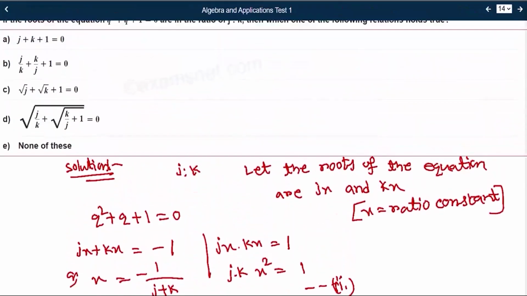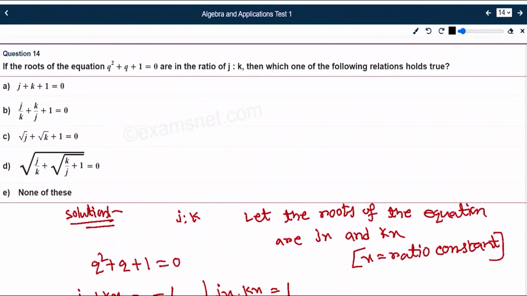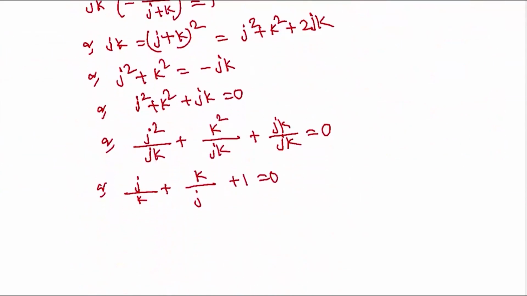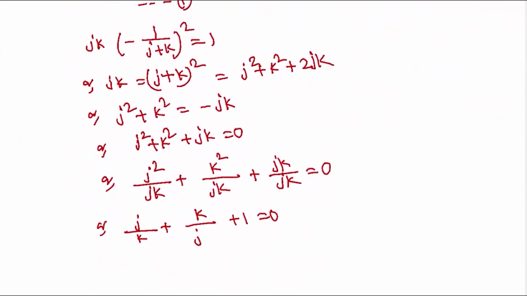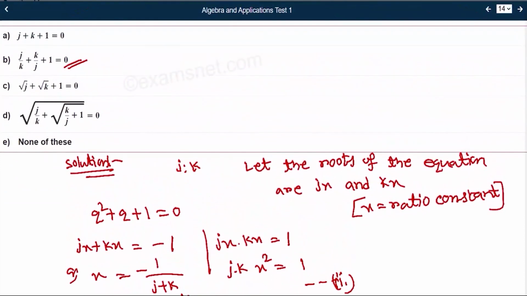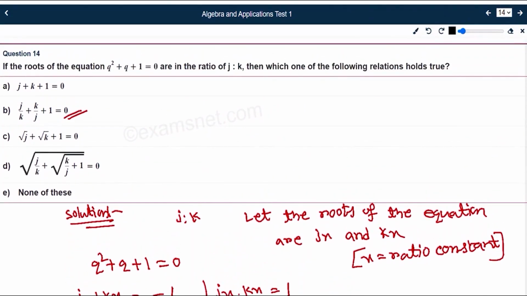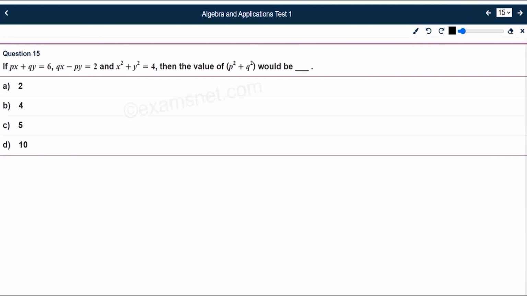So here, which of the following relations holds true? You can see that option B is exactly what we got in the result, j by k plus k by j plus 1 equals 0. So here option B is the correct answer, right? Let's move towards the next question.